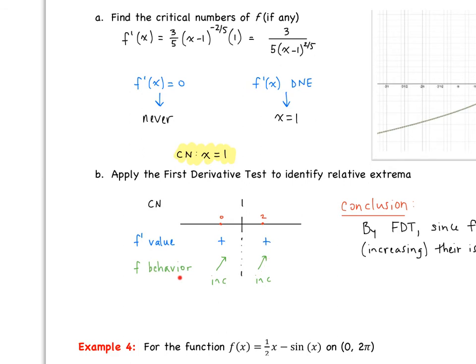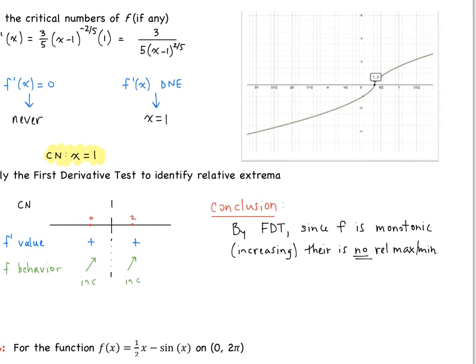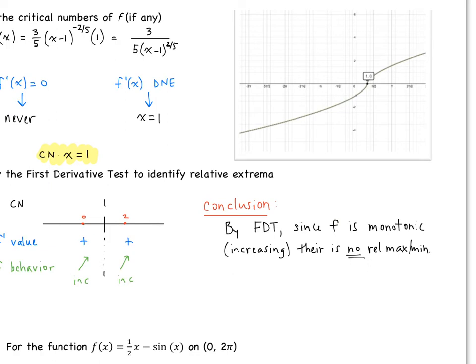So since f is increasing on that entire interval, our conclusion is, by the first derivative test, FDT, since f is monotonic, remember that's always increasing or always decreasing, there is no relative max or min at this point.